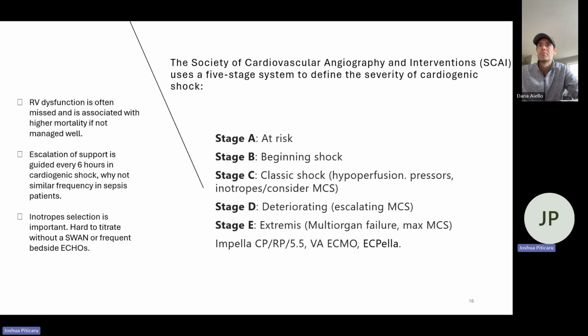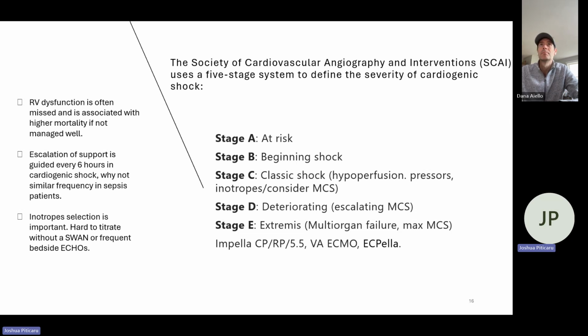and also left heart failure. So that's why you need both sides, you know, and also you need the Impella to vent the ventricle in terms of ECMO patients. That's why we use that. But that's a different topic. RV dysfunction is often missed and is associated with higher mortality if not managed well.